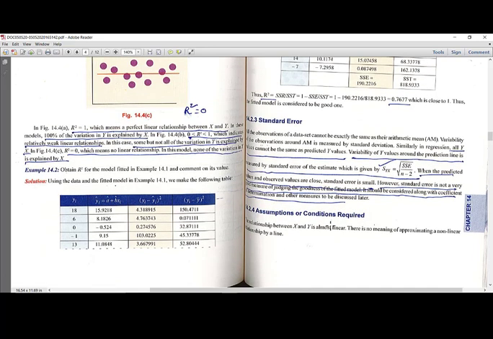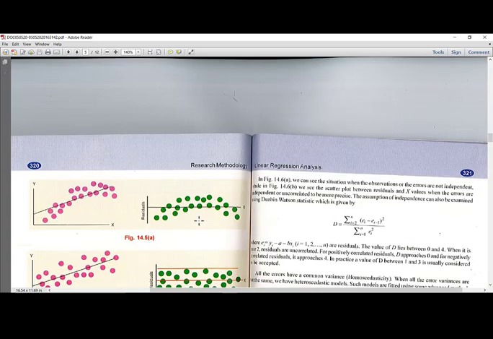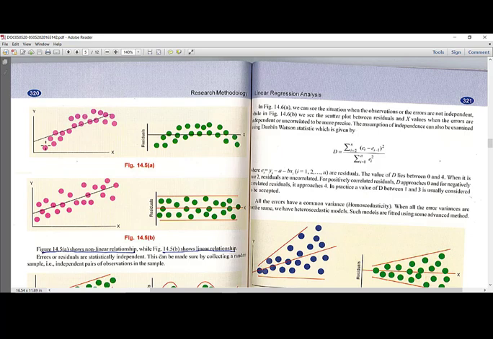What are the assumptions or conditions required? The relationship between x and y is almost linear, as we have seen now. Our coefficient of determination is also 0.7677, which is closer to 1. There is no meaning of approximating a non-linear relationship by a line. You can see here this figure. Here actually it is showing some non-linear type of relation. There is no meaning to fit to a straight line for this.